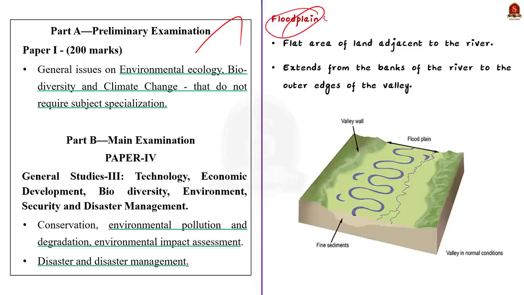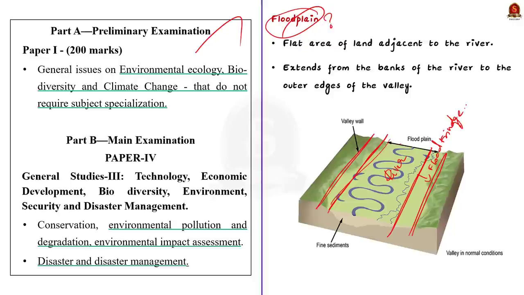First of all, what is a floodplain? See, a floodplain is a flat area of land adjacent to the river. It normally extends from the banks of the river to the outer edge of the valley. You can look at this image for a better understanding. Remember, a floodplain consists of two parts, the floodway and the flood fringe. The main channel of the river is called floodway. Beyond the floodway is the flood fringe. The flood fringe extends from the outer banks of the floodway to the edge of the river valley.